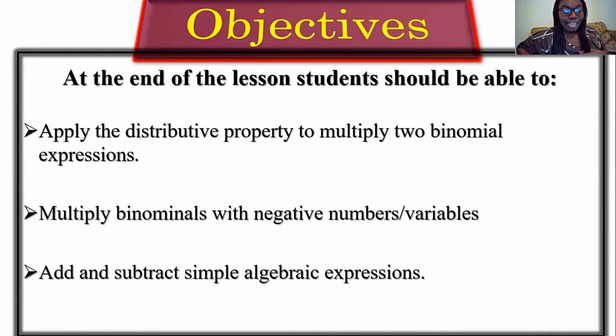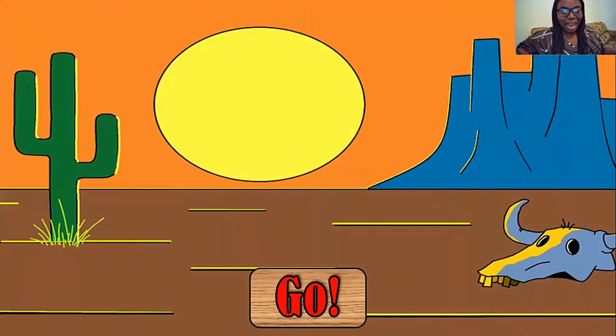At the end of this lesson, I hope that you should be able to apply the distributive property to multiply two binomial expressions, multiply binomials with negative numbers or variables, add and subtract simple algebraic expressions. That's our objectives for today. Pretty simple. So we should be able to achieve all of them, right? All right. So let's get right into it.